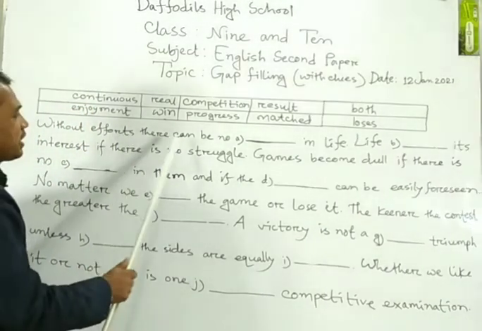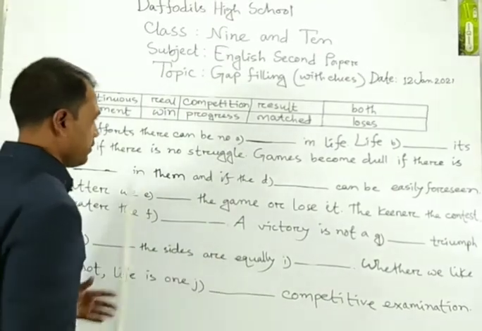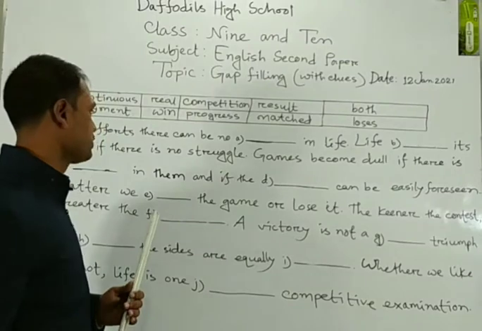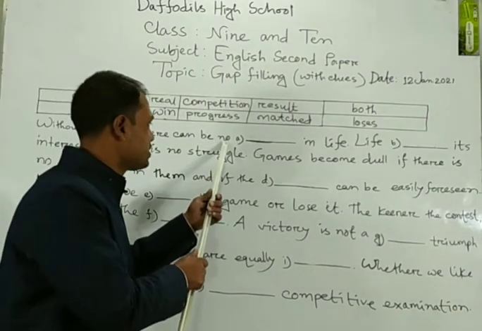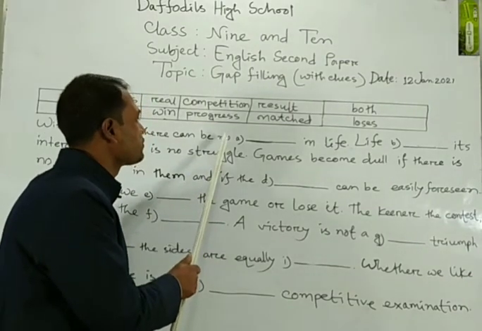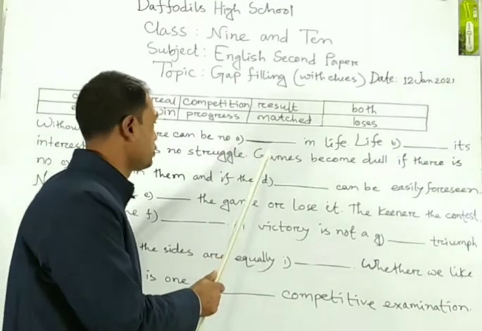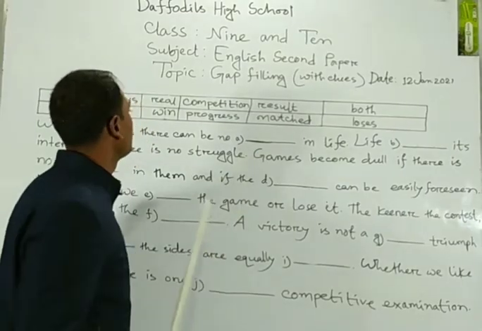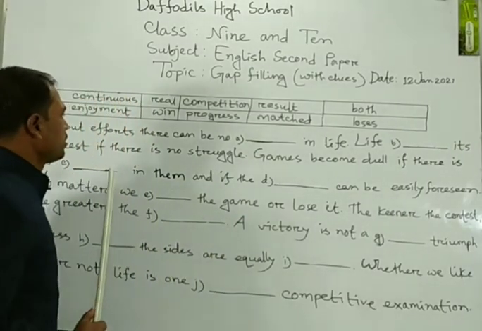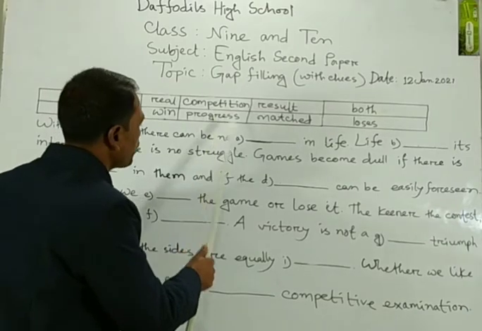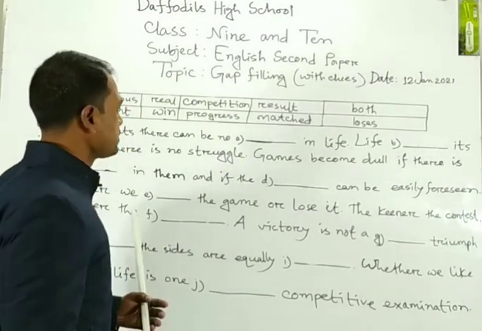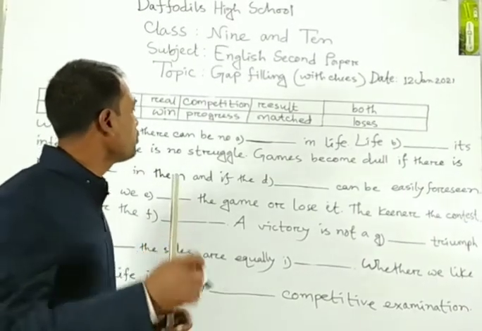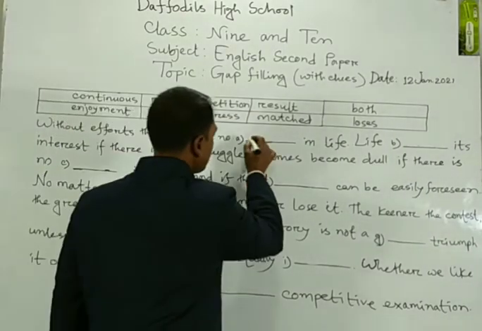Without efforts, there can be no dash in life. Dear learners, look at the structure of this sentence. Here, no is a determiner which is always followed by a noun. So, after this no, we can use here a noun. And if we use here this word progress, our sentence will be correct in meaning and structure. So, we may use here progress.